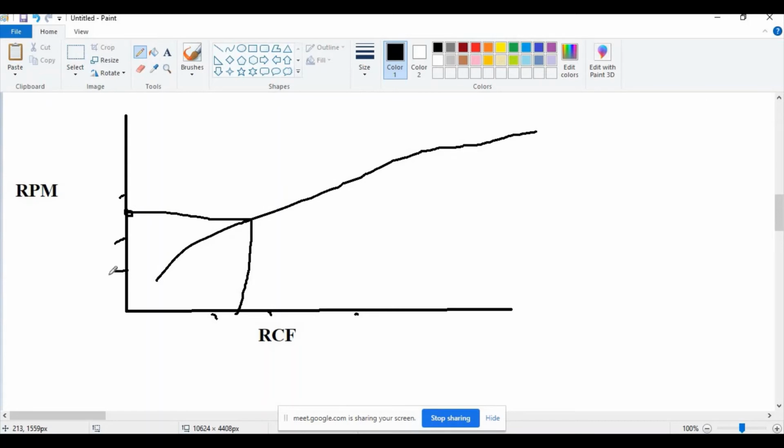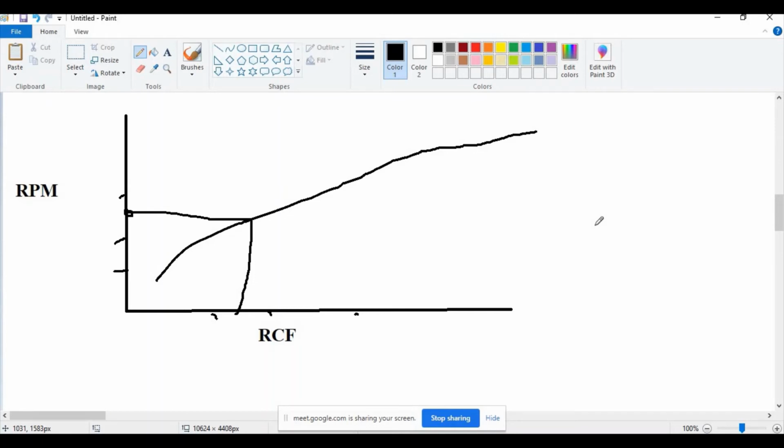But in some manuals, they don't put this kind of graph. They put a table with this much RPM, this much RCF, and so on. Using that, you find out that if you need 2000 RCF, what the RPM will be. If nothing is there, many times people don't have access to the manual, because the centrifuge machines are very old and the manual is lost.